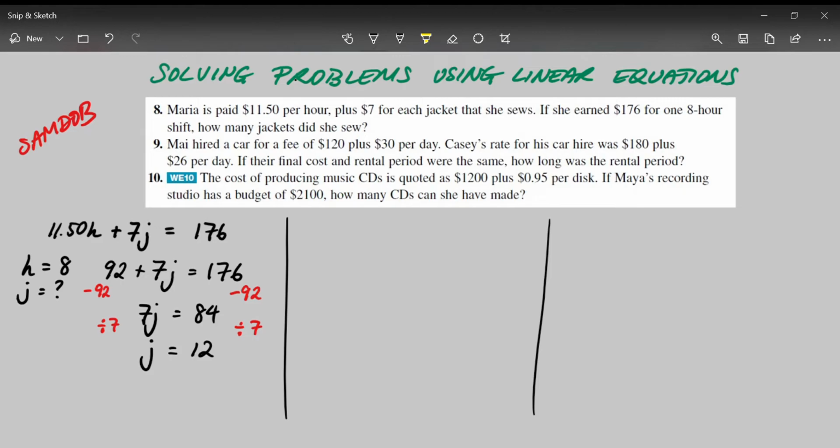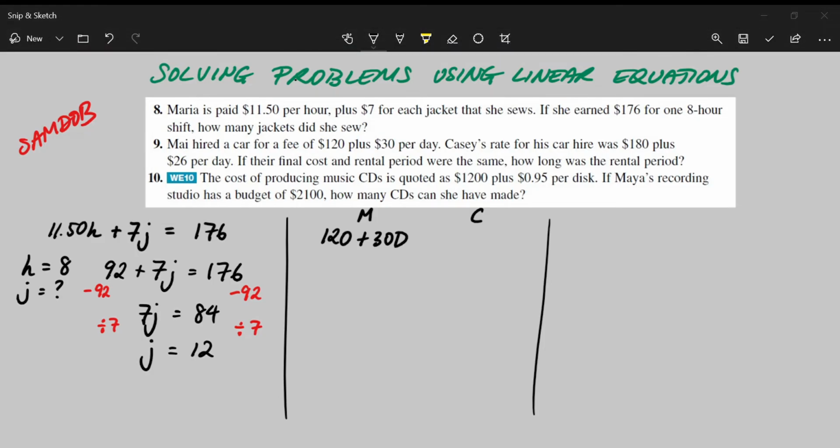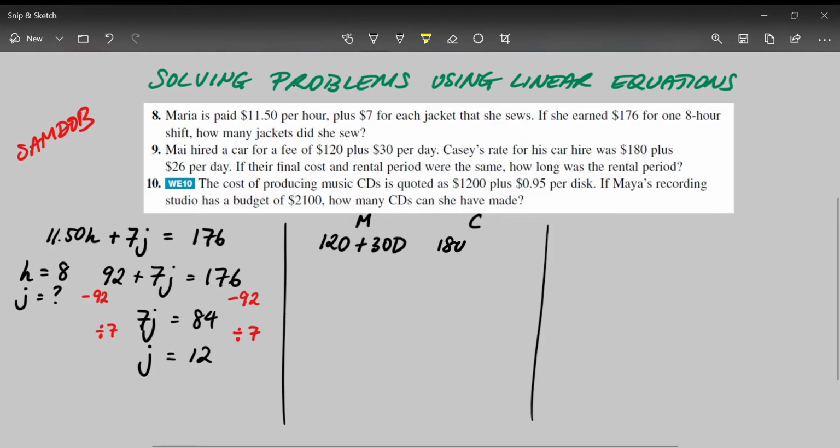Second question, number 9. We've got May. She hired a car for a fee of $120 plus $30 per day, where D is the number of days. Casey, on the other side, also hired a car for $180 plus $26 per day.